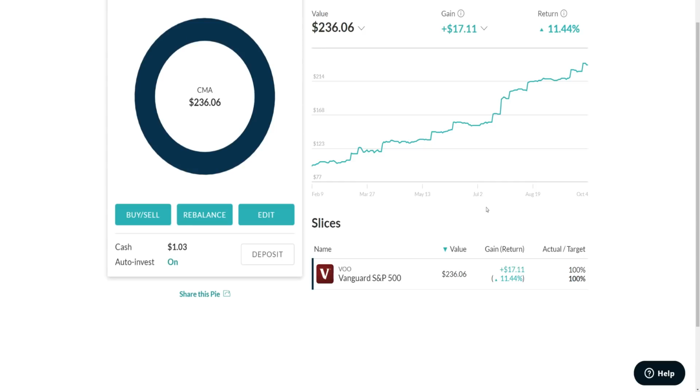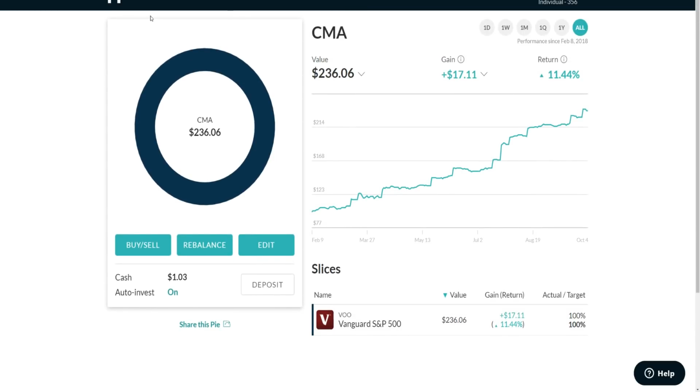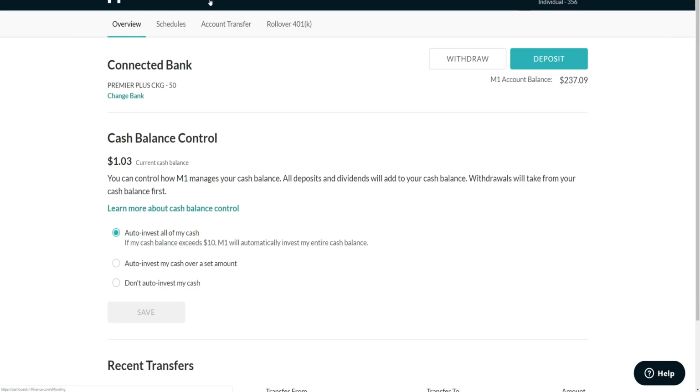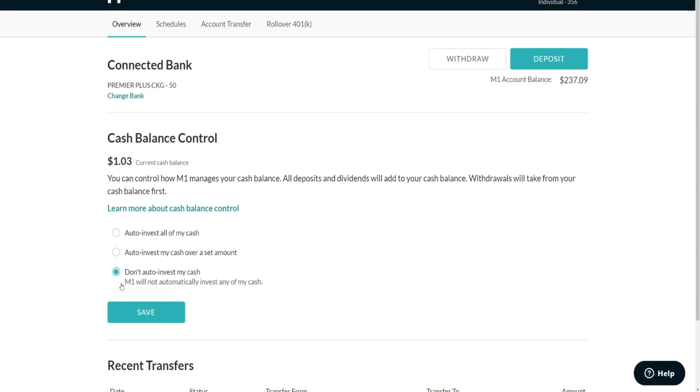So right now, the M1 Finance auto invest feature is great for brand new investors who are investing for a specific goal in mind. Now, there is a way to set the cash value higher, so I can invest my cash over, say, $20 or $25 or so on. That's another feature. I don't know very many people that do that. And then there's a way here to turn off the auto invest feature completely. So you would just select here, M1 Finance will not automatically invest my cash, and you would just hit save.